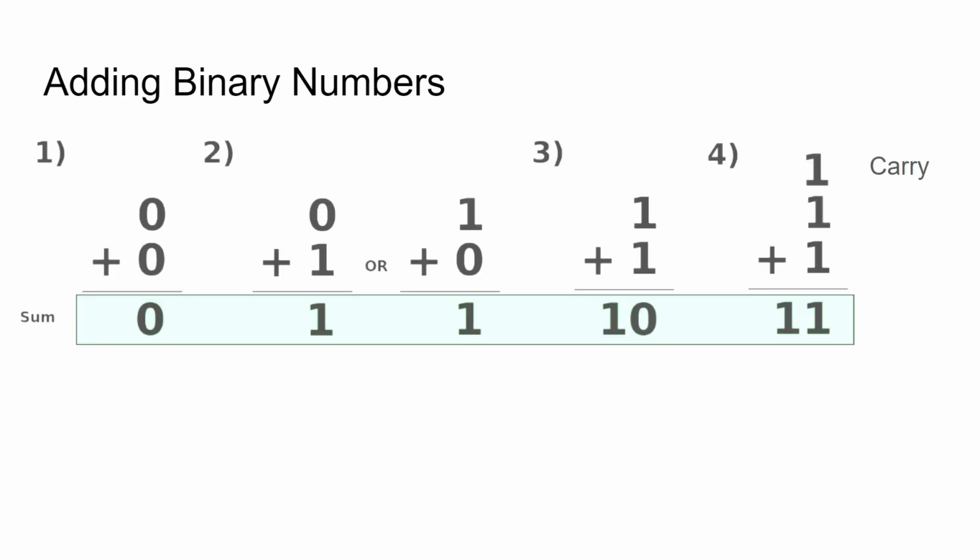In order to do the addition of binary numbers, we need to know these four rules. The first rule is 0 plus 0 is 0, and the second rule is 0 plus 1 is 1. The third rule is 1 plus 1, that is 10, which is 2 in decimal. And the fourth rule is 1 plus 1 plus 1, that means 3 in decimal. In binary we represent it as 11.